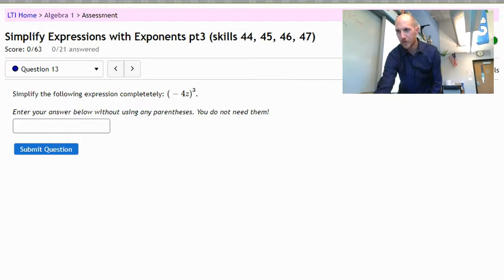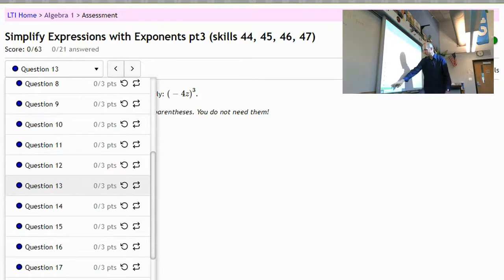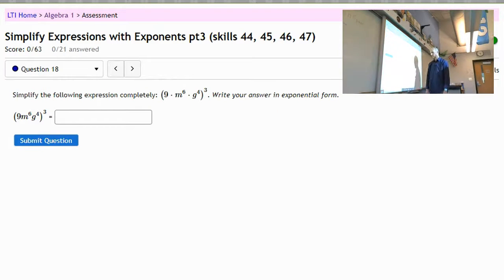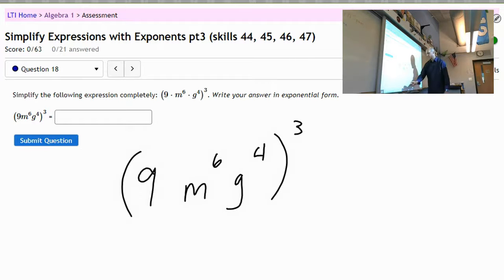The rest of the problems in the assignment, I mean, there's more, but the rest of them really are very similar to things we've already done. So maybe let's look at 18. It's really kind of similar to things we've done anyhow, but 9 m^6 g^4, parentheses raised to the power of 3. So I'm going to take the stuff inside the parentheses that is being raised to a power. We'll put in an invisible exponent of 1 that is really on that 9.